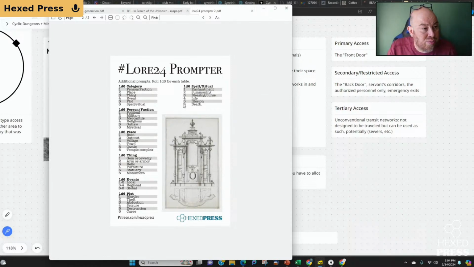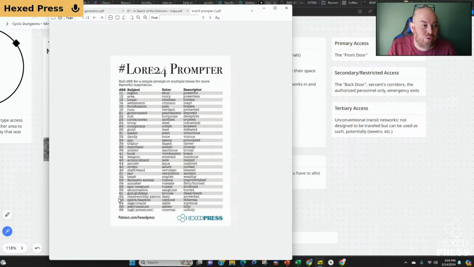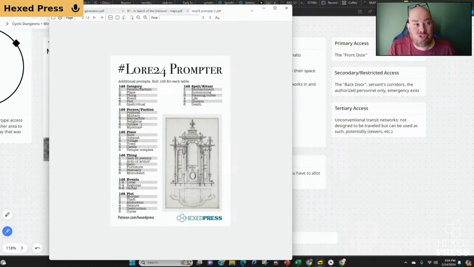And then I come back. So basically the second page kind of gives us more if we want, because I started off with just one page that gave a subject, a color, and a descriptor. So you get stuff like, oh, the cobalt isolated conspiracy, which can be cool. But then I was thinking, well, maybe you want a little bit more structure to that. And that's why I added these other tables to give you some more prompts.